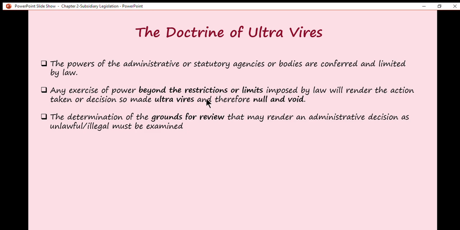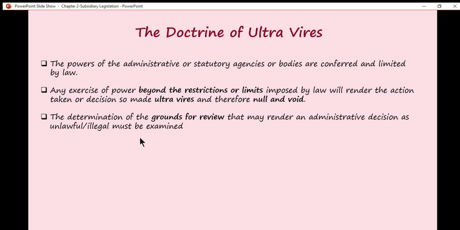So, when a public authority exercises its functions beyond the limit, beyond the powers conferred on them, their decision or action will be considered ultra vires. And what is the effect? If they make subsidiary legislation, if they make decisions, then it will become null and void. Void means that it will have no effect at all.